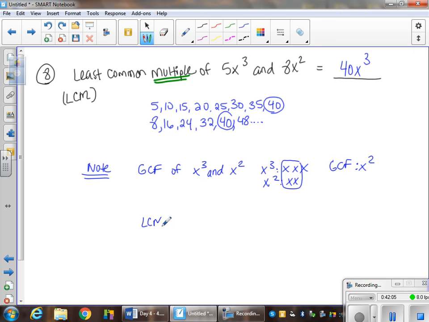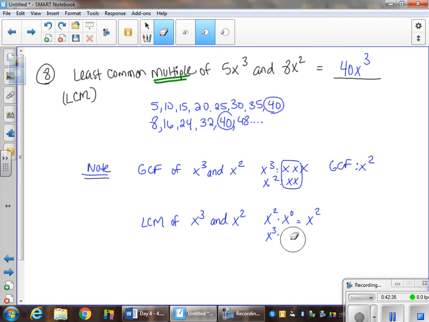For the least common multiple of x cubed and x squared, it's the larger of the 2 exponents, because x squared times x to the 0 is x squared, and x cubed times x to the 1, actually no, that's not true, back up. X cubed times x to the 0 is also x cubed. Okay, so least common multiple, x cubed.